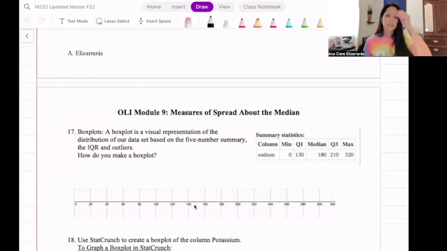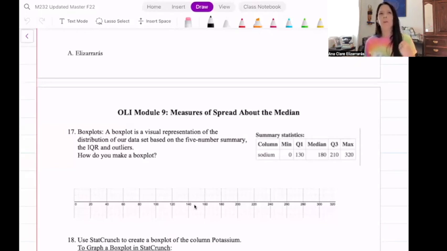Question 17 asks us, how do we make a box plot? So in StatCrunch, we can make a box plot, but how is it created? The box plot is made up of your 5-number summary. So you first put dots on your graph for the 5-number summary, and then we connect them.